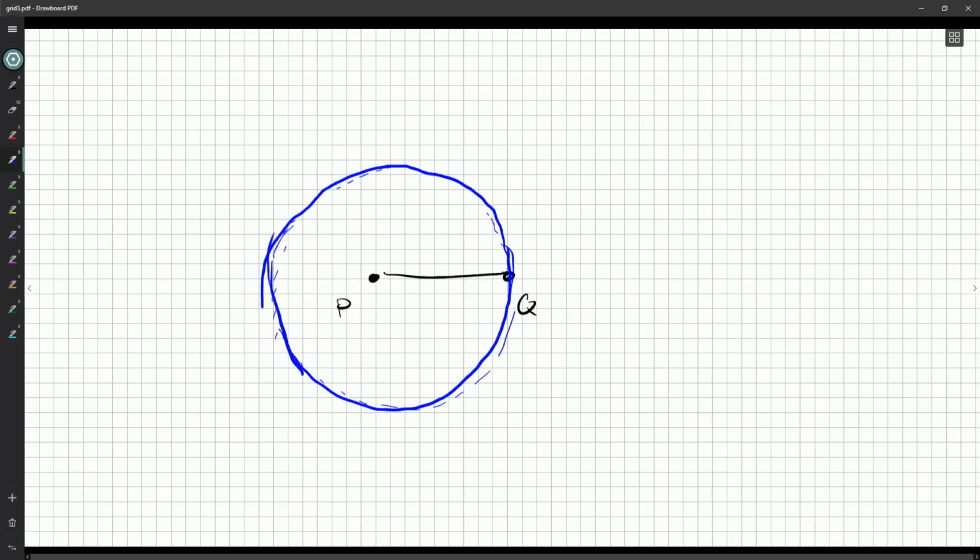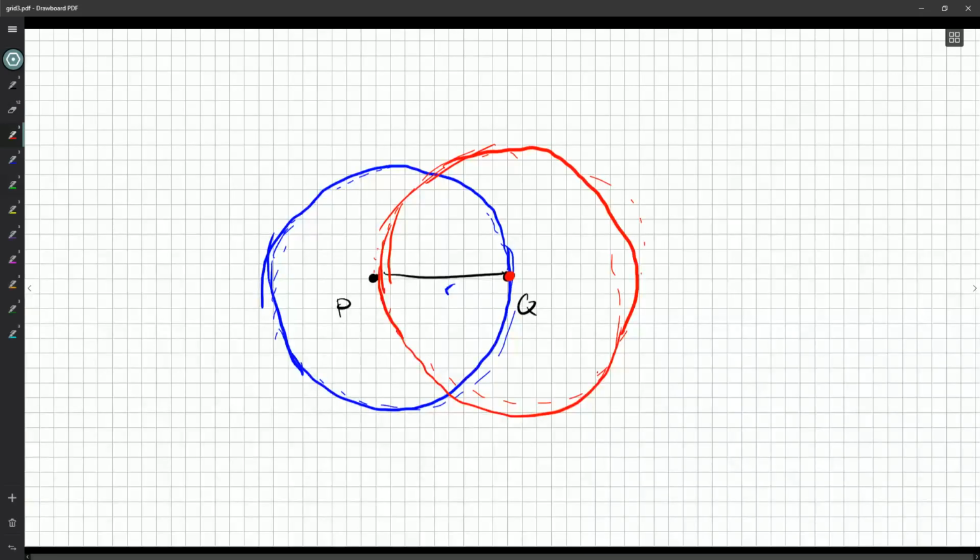But R must lie on this circle centered at P having radius R. That will ensure that PR is the same as PQ, but we can do the same thing with Q, a circle centered at Q of distance R. There we go, a little bit better. And R has to lie on this circle as well. Well, that leaves us only two spots, an equilateral triangle above and an equilateral triangle below.